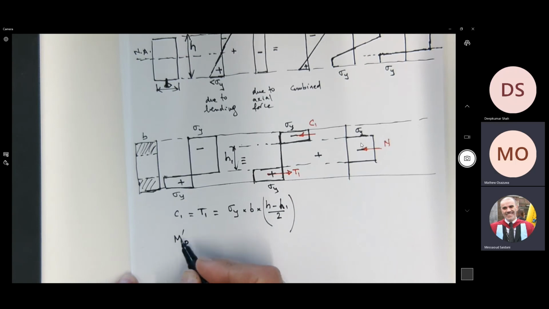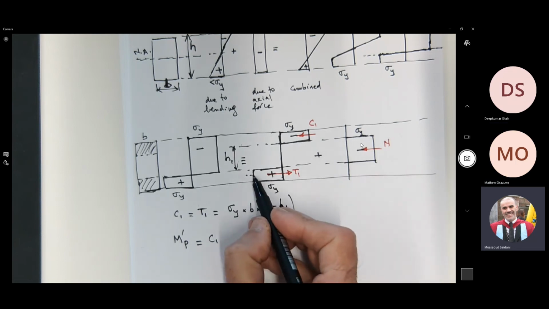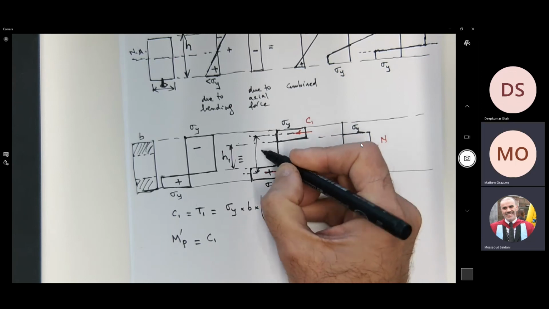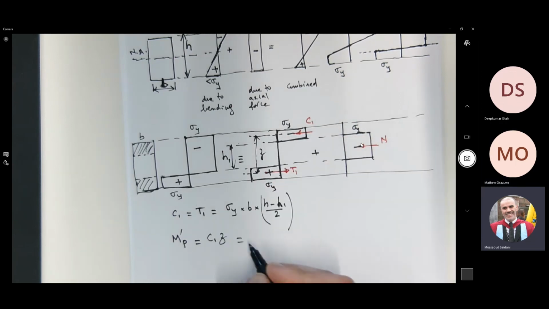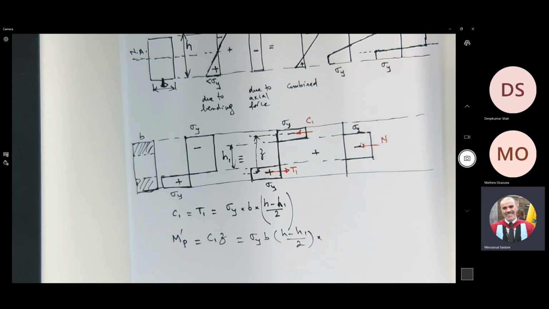What is the moment? Let's call it MP dash, to distinguish it from MP. What is the moment due to C1 and T1, because they are equal and opposite? It will be C1 or T1 times this distance. You agree? Let's call it Z here. So it's sigma y B (H minus H1) over 2 times Z. What is Z? How do you work out Z?